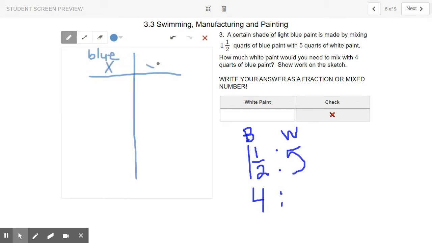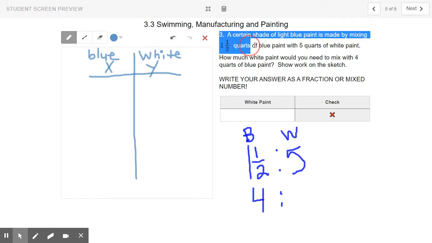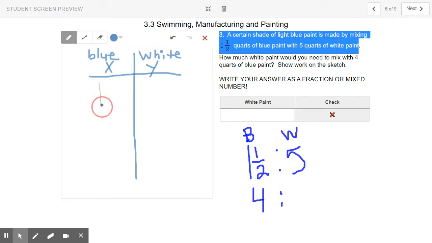And then our Y value over here is going to be how much white we mix with that blue paint to get our light blue. Okay. And again, we're going to take the information from the question. So they're saying we need 1.5 quarts of blue for every 5 quarts of white. So we know the 1.5 of blue goes with 5 quarts of white. Okay.